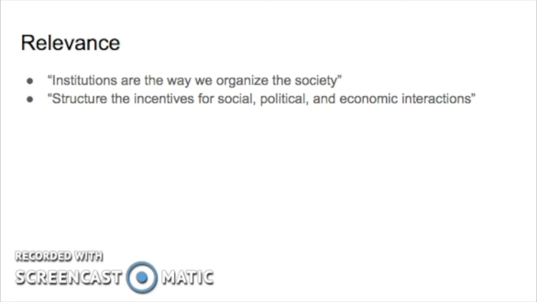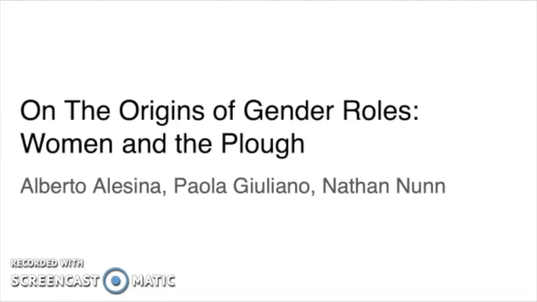The particular institution in China, the Hukou system, affects economic incentives of individuals in the society, and thus it organizes the society in its own way. The paper I'm going to talk about is on the origins of gender roles, women, and the plow. Emily explains how a political institution, the Hukou system, could lead to income inequality.